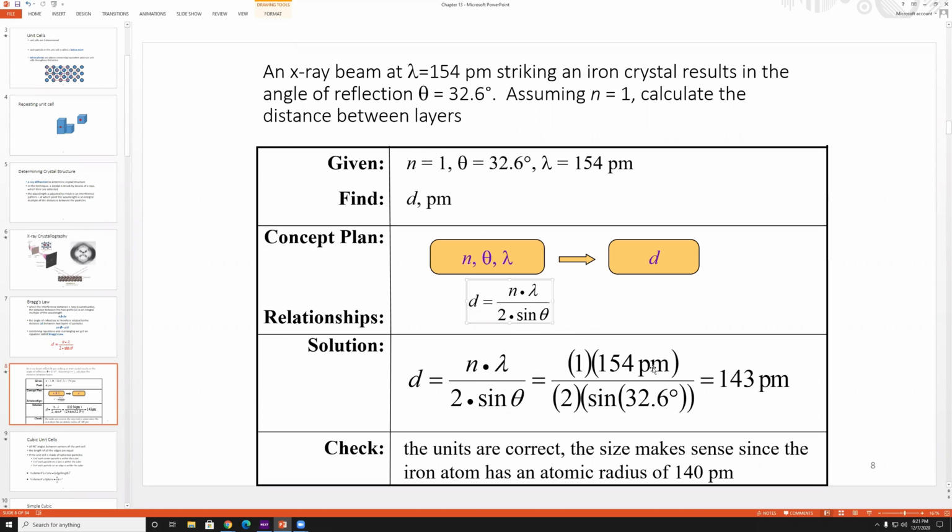Lambda is 154 picometers, but you don't have to change it to meters. The reason why is because there's no constant that has meters in it. So before, when we were dealing with wavelengths, we always had to convert it to meters. Why is it different now? Why did we always have to convert to meters back then when we were dealing with wavelength and frequency? Anybody know?